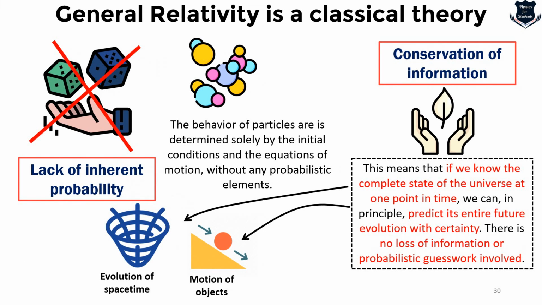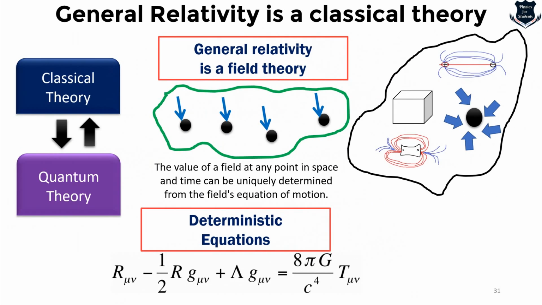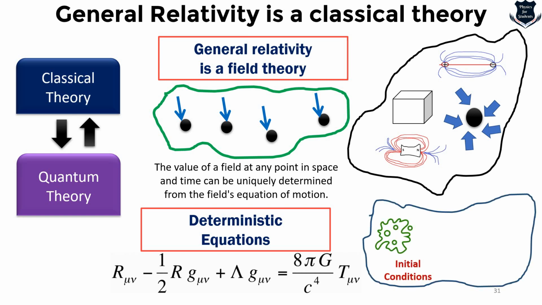We also saw that there is a lack of inherent probability in general relativity, and that means there is a conservation of information, and we can in principle predict a system's future evolution with certainty. That means there is no loss of information or probabilistic guesswork. From there we came to a very important conclusion that the general theory of relativity is a field theory, and a deterministic equation is guided by Einstein's field equation. So if we know a system and its initial conditions, speed, time, velocity, whatever, we can predict the future behavior.